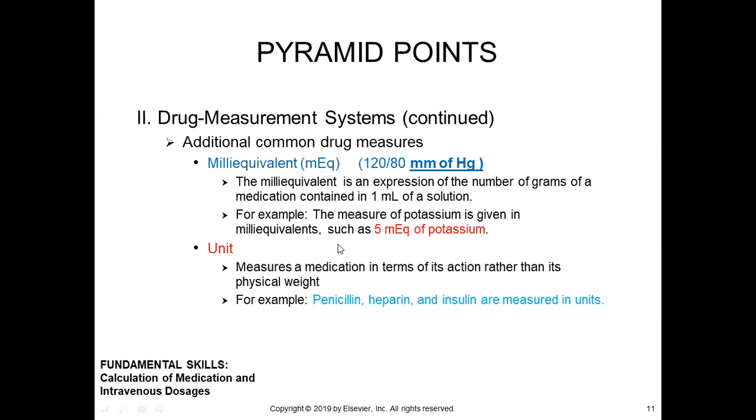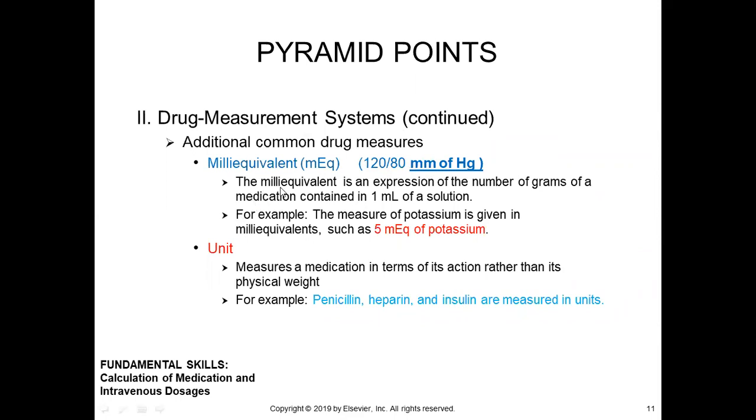For example, blood pressure. 120 is the systole, 80 is the diastole. So systole over diastole. But what is the unit? Millimeter of mercury. This is the constant unit for blood pressure. Same as another unit we use called milliequivalent.